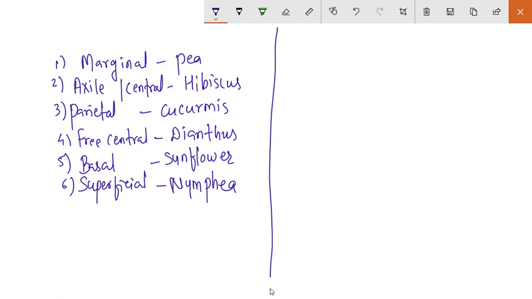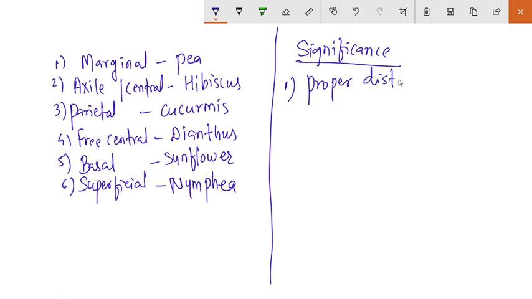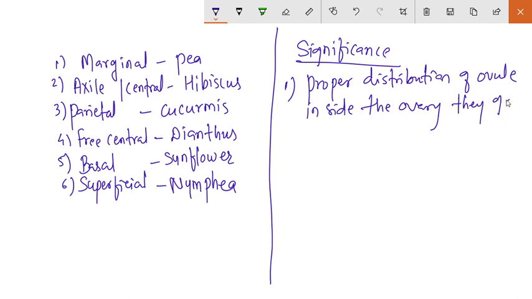Okay, now the significance of the placentation. Due to the placentation, there is a proper distribution of ovules inside the ovary. ओव्हरीच्या आतमध्ये ओव्ह्यूलचं प्रॉपर डिस्ट्रीब्युशन होतं, आणि त्याच्यामुळे they get proper nourishment. Okay, it is the first significance for the plant.